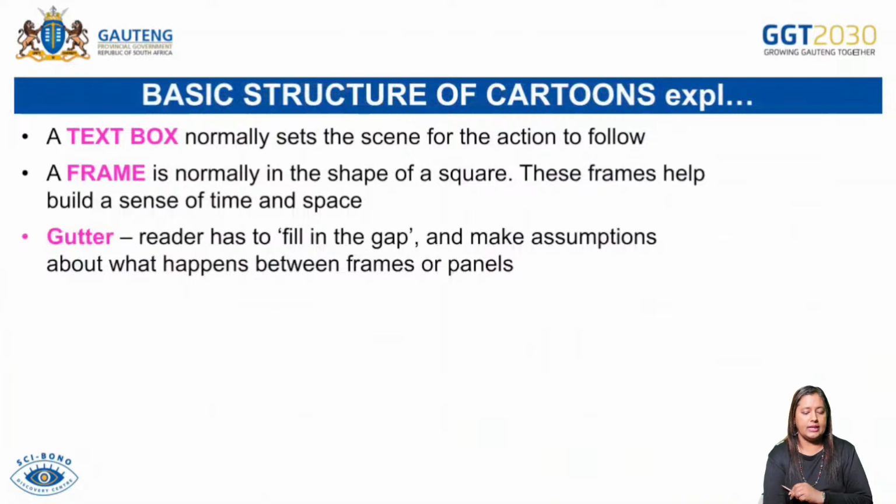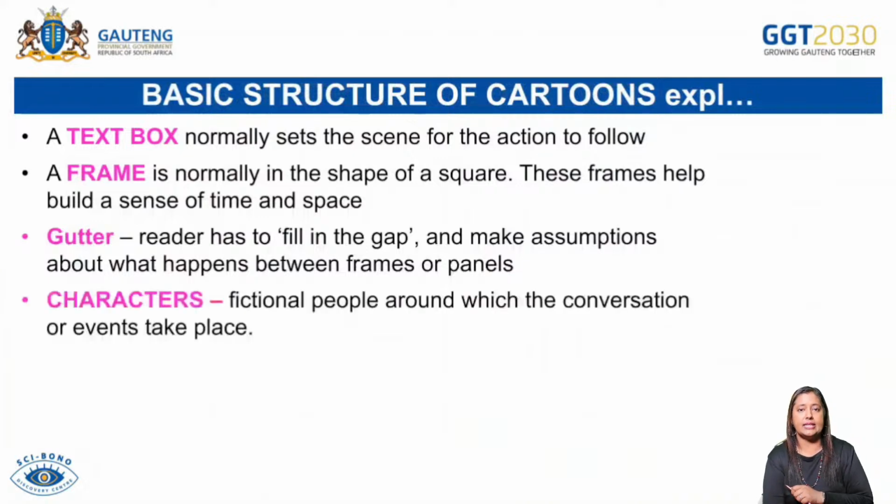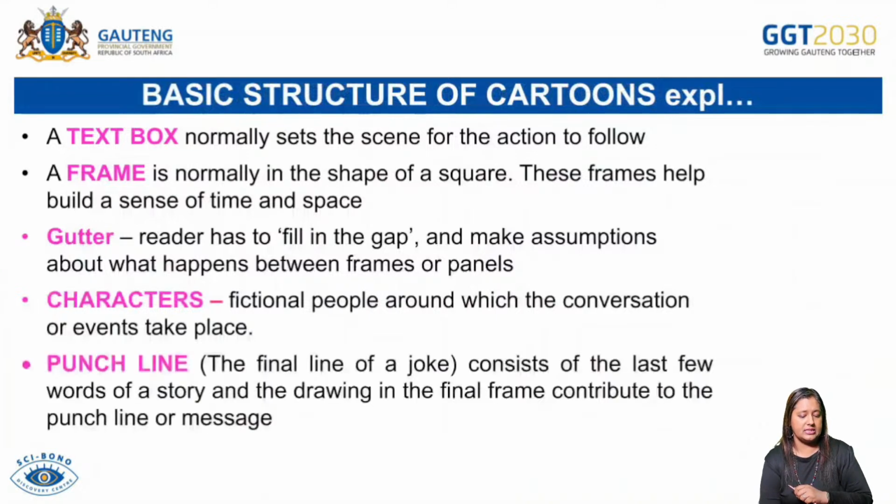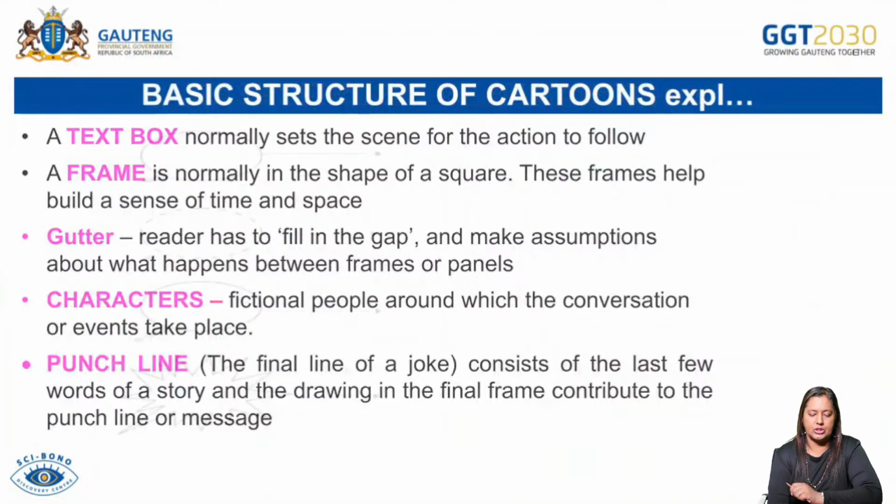Right. Further on, we've got the next part, which is the characters. With the characters, I showed you Garfield and his owner, for example. They are figurative characters around which an action or event takes place. And then the punchline. When you're telling a joke, the last few words you use are the punchline. In the cartoon, we have the final line of a joke that showcases the punchline, usually a few words of a story, and then we get the message through that.